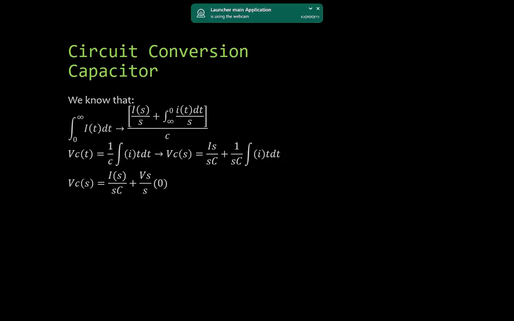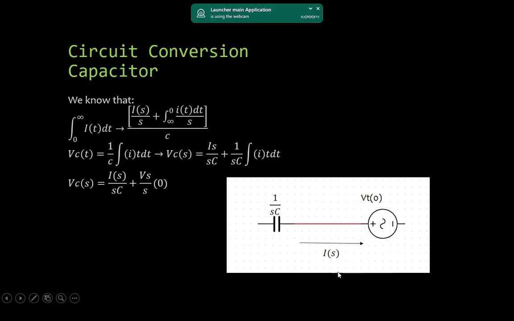Now we will get the final equation. Vc of S is equal to I of S all over SC plus Vc of 0 over S. This is the initial state. This is the equivalent circuit for the capacitor. This is 1 over SC. The source will become Vc of 0 and the current is moving to the right.